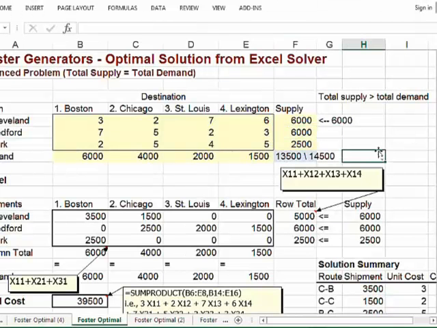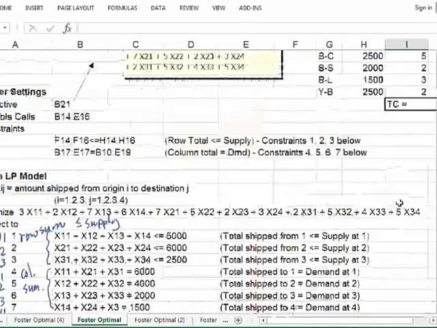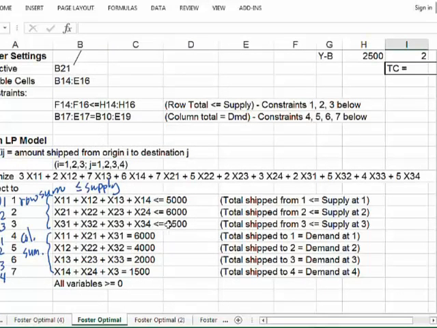So do we have to do anything differently here? Do you think we have to do anything differently? With the 6,000, we have more than we need. Let's look at the constraints. Less than or equal to: basically it's saying that the total amount shipped out could be less. When you look at these constraints, the total amount shipped out could be less than, it doesn't have to be equal to, the amount that's available. So having more than enough is not going to be a problem here.